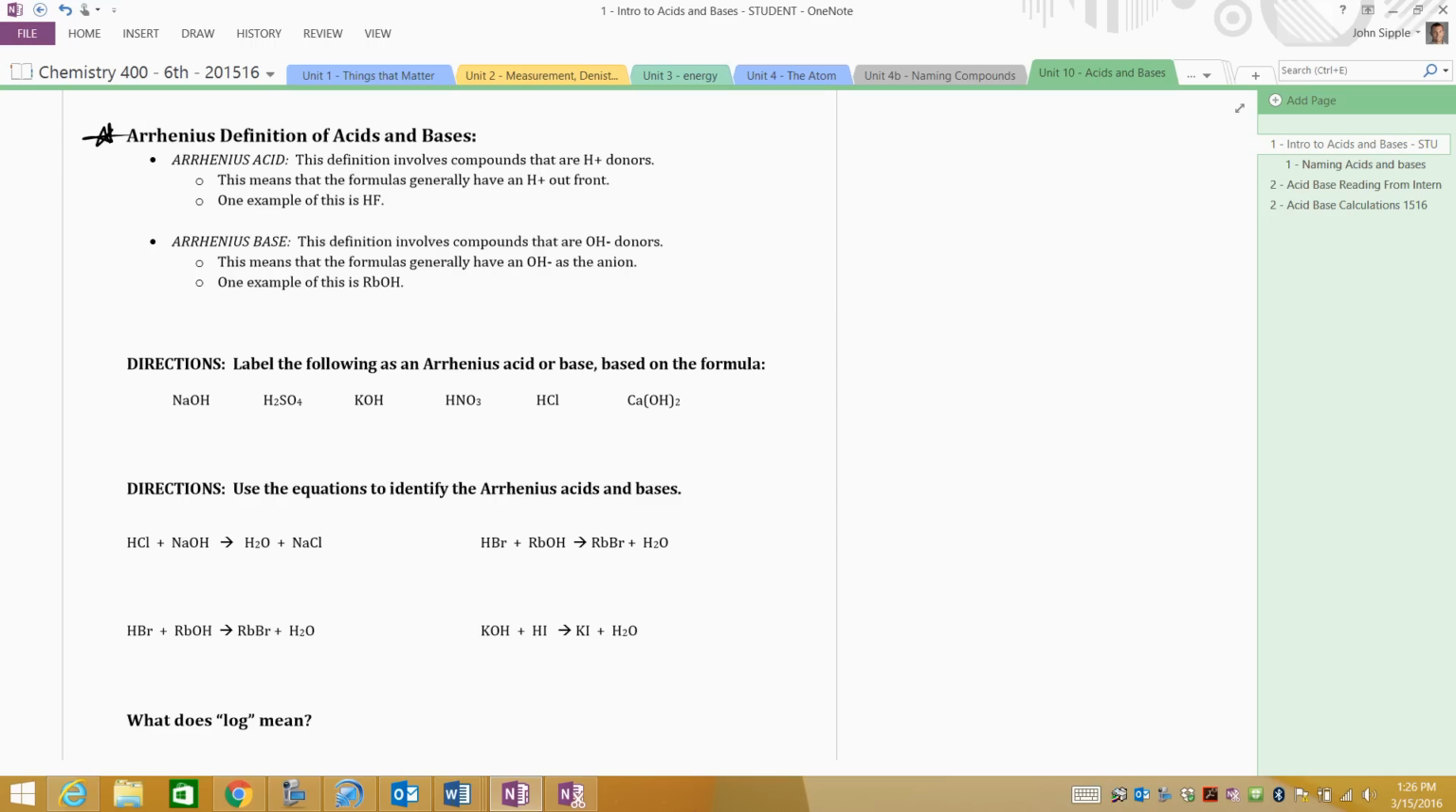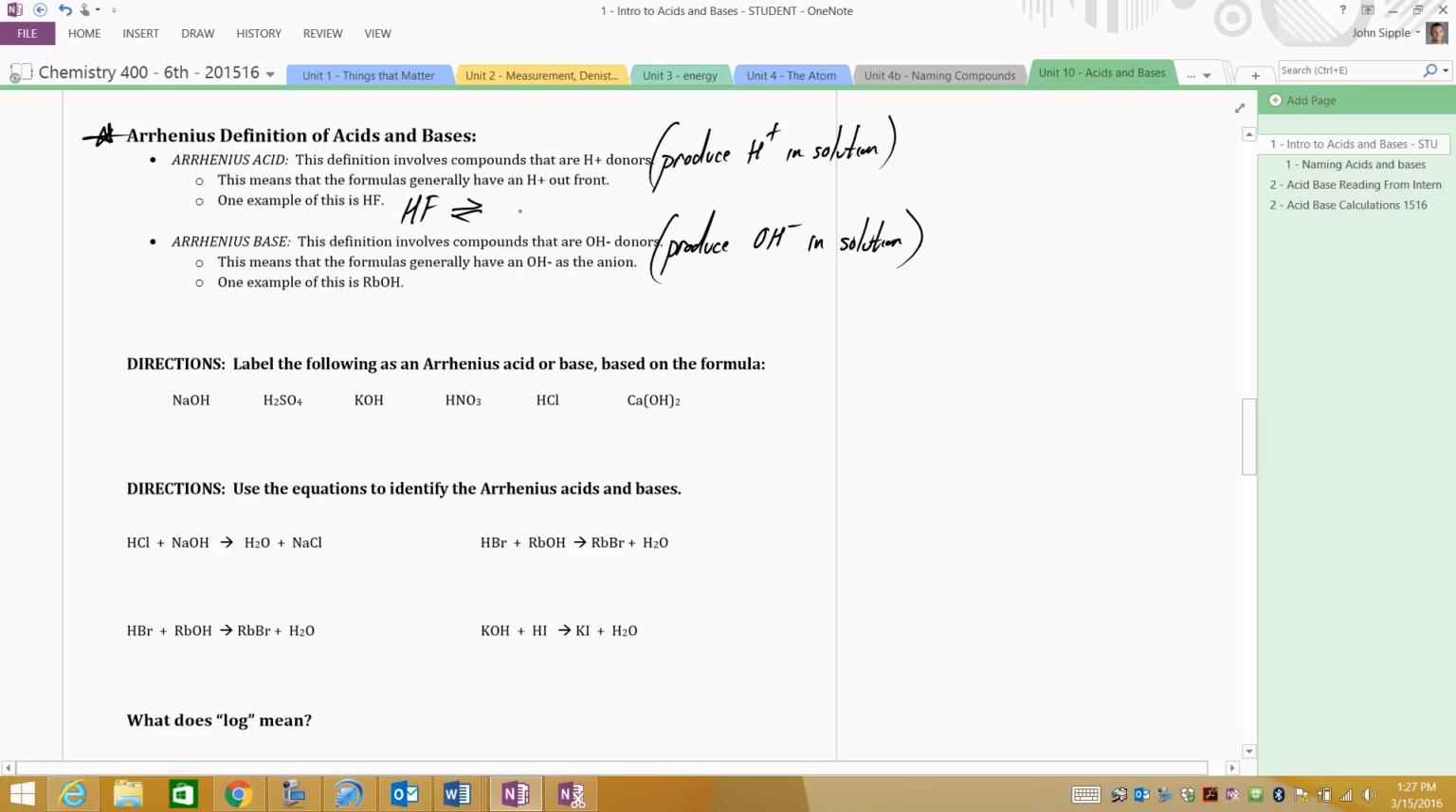All right, so Arrhenius, this is the most simple definition of acids and bases. Acids are going to produce H+ in solution. Bases are going to produce OH- in solution. So if you put HF, hydrofluoric acid, into solution, it's going to break up into H+ and F-, just like RbOH in solution will break up into Rb+ and OH-.